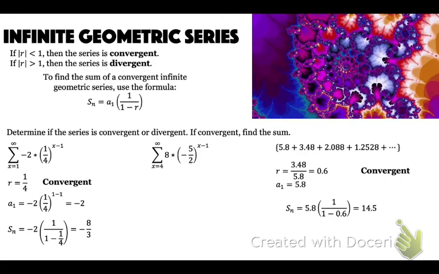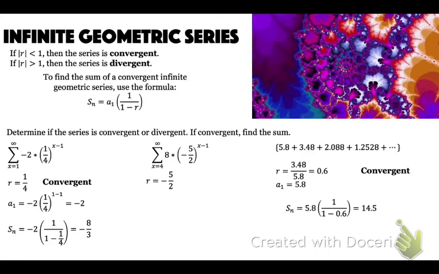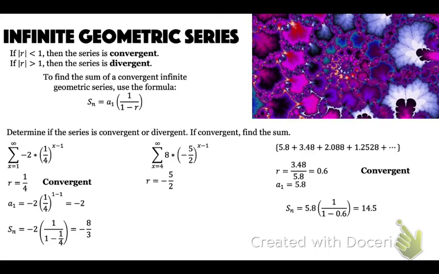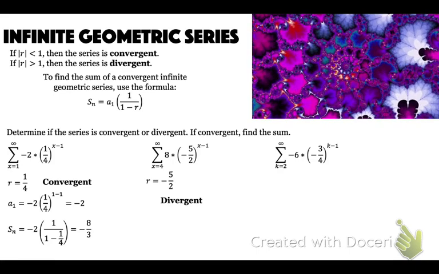Okay, this one. If I have 8 times -5/2 to the x minus 2, well, the absolute value of -5/2 is 2.5. That is divergent. It's going to blow up.